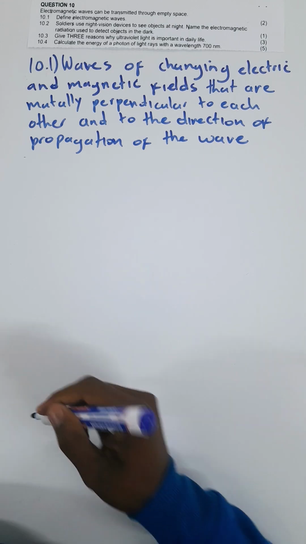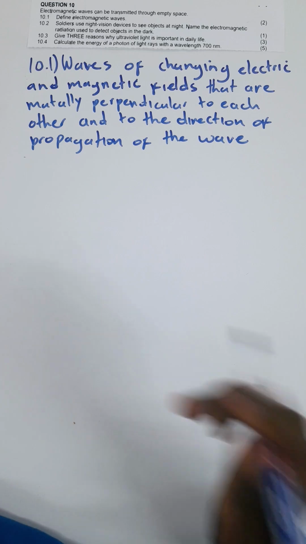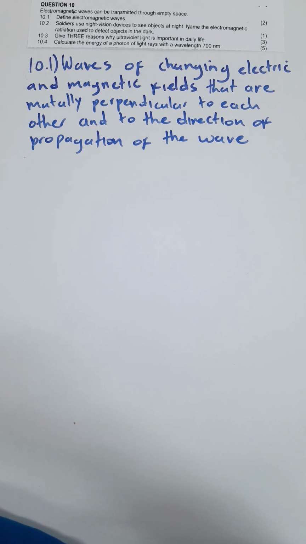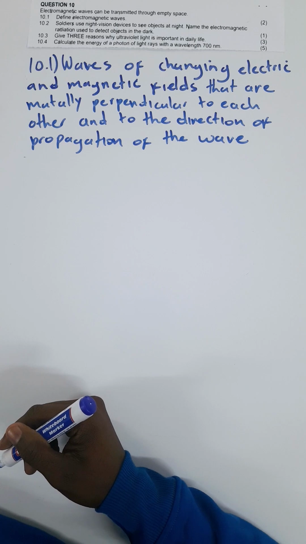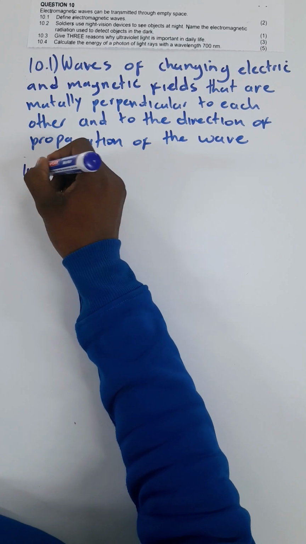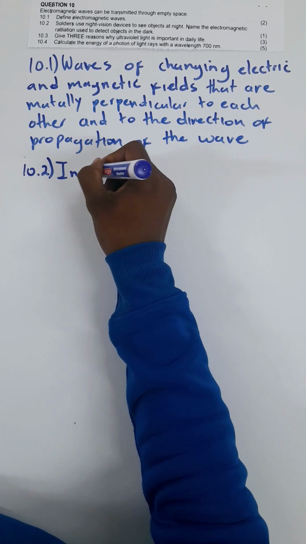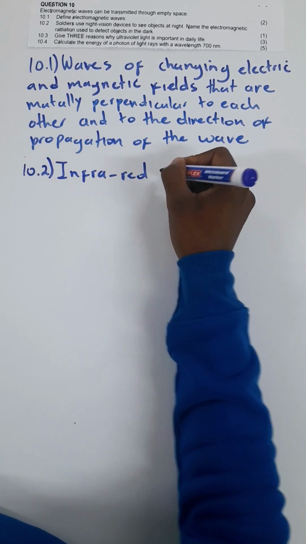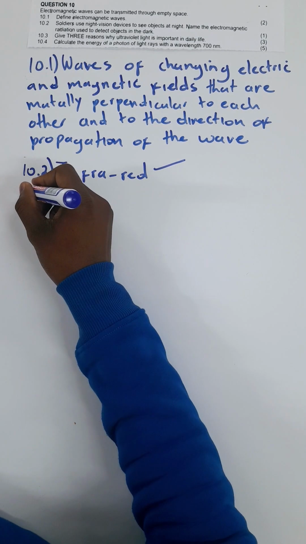Soldiers use night vision devices to see objects at night. Name the electromagnetic radiation used to detect objects in the dark. The electromagnetic radiation used to detect objects in the dark would be infrared radiation.